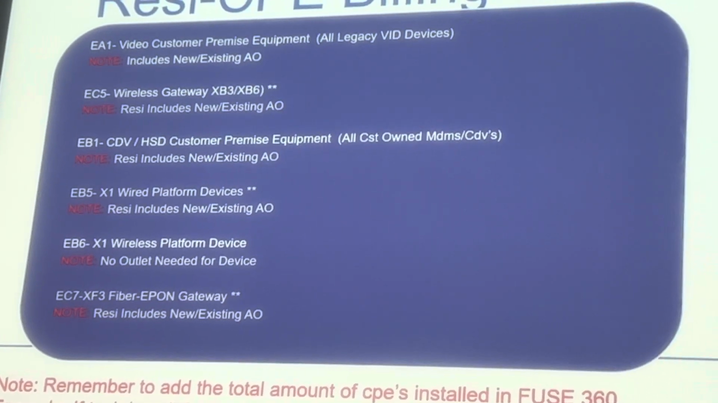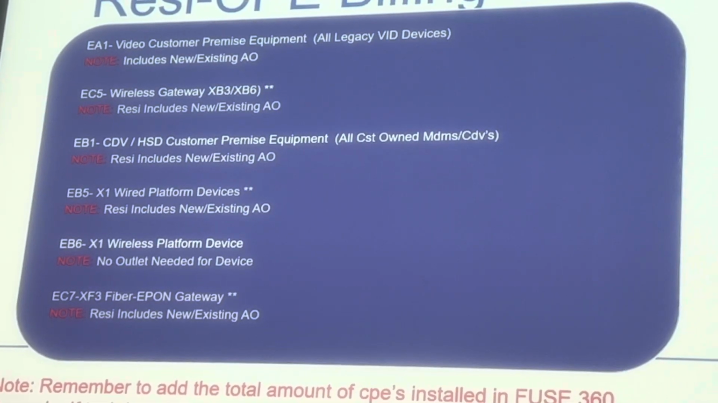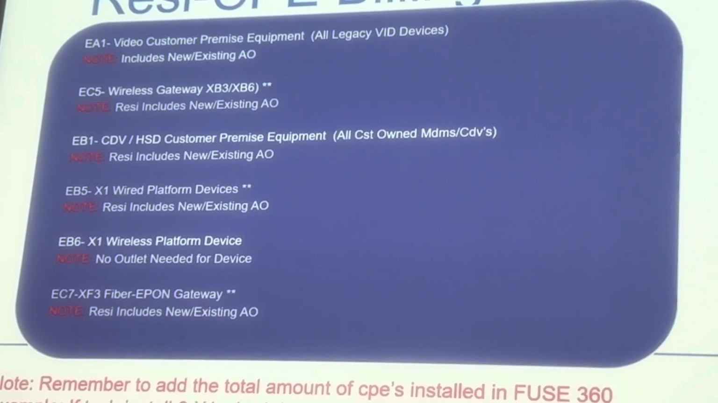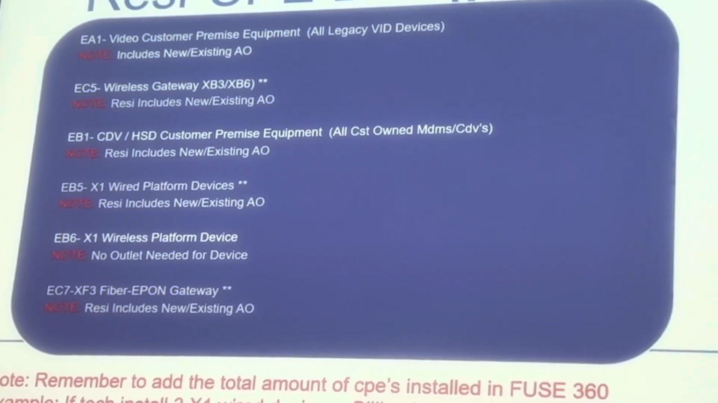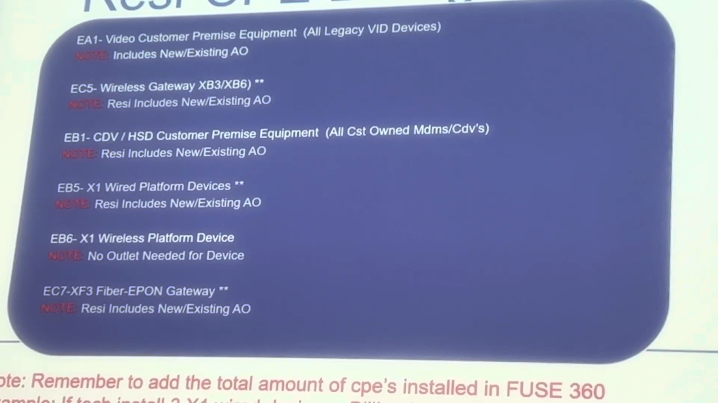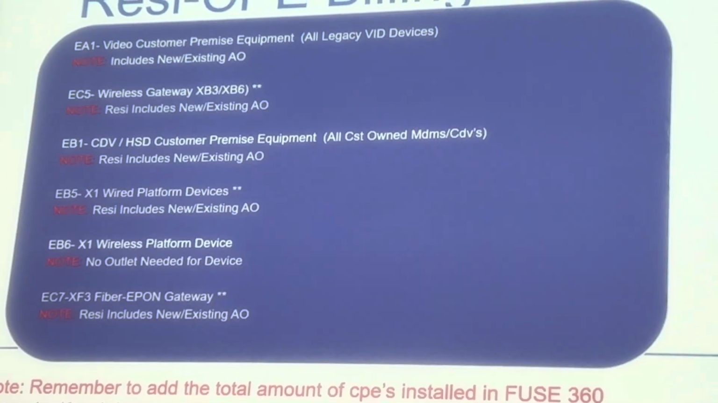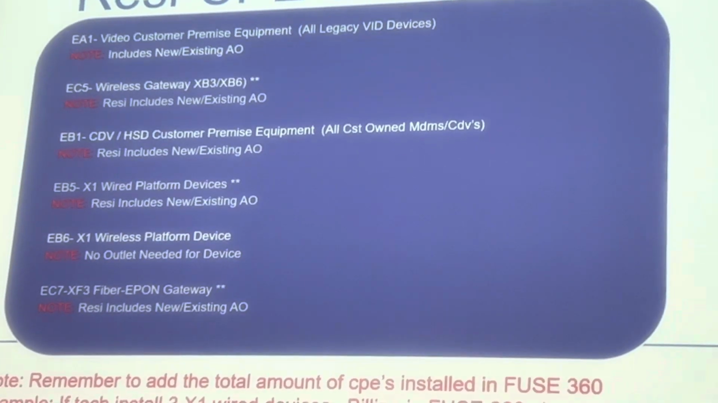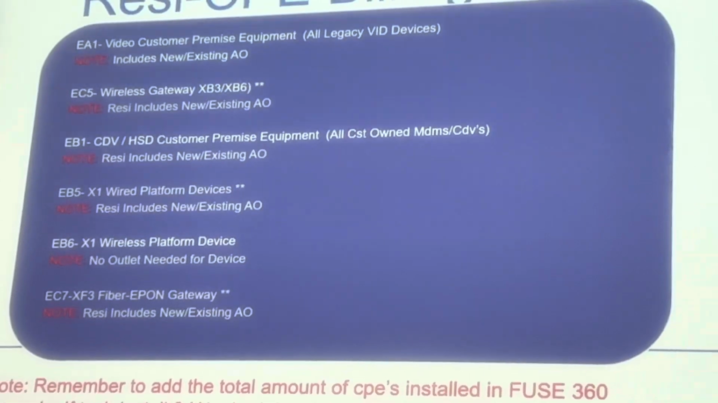EB6, which is for EB1, I'm sorry, for customer equipment owned. So the customer goes to Best Buy and buys their own modem, if it's compatible with Comcast, because they want to waive that rental fee from Comcast. So Comcast rents us like $10, $12.